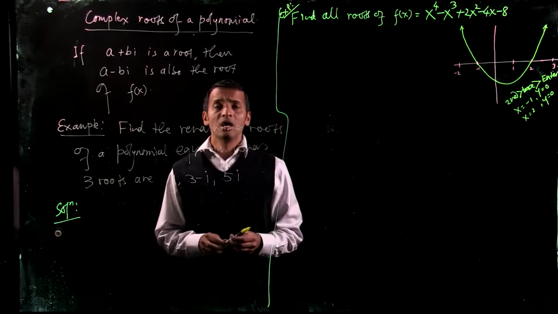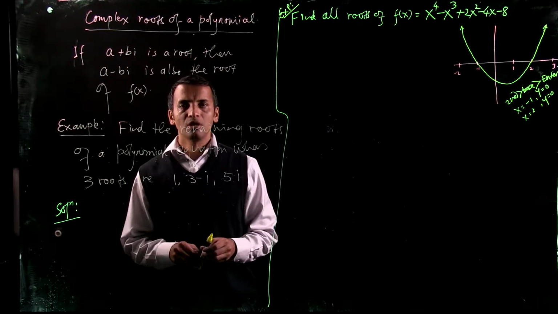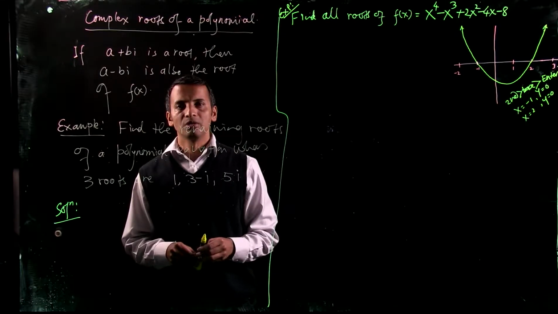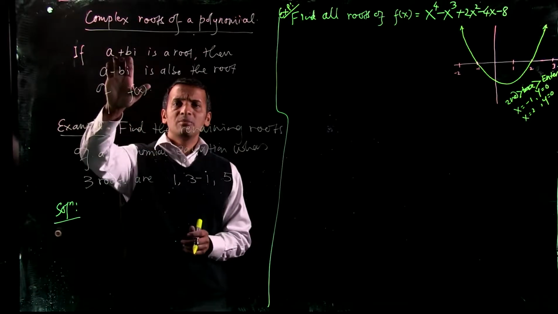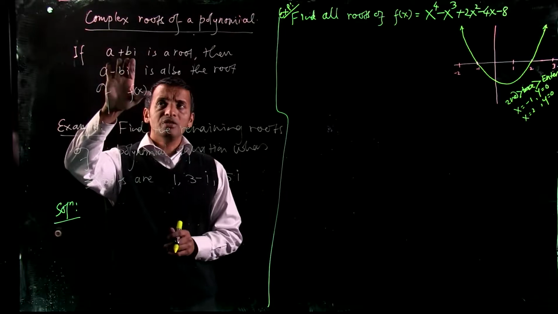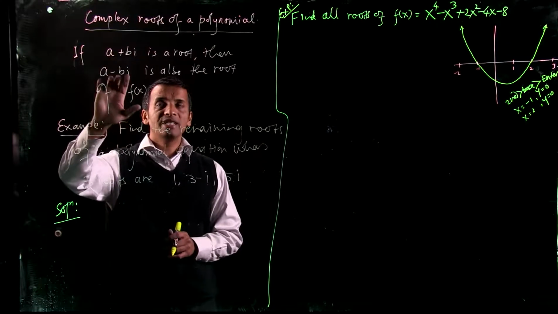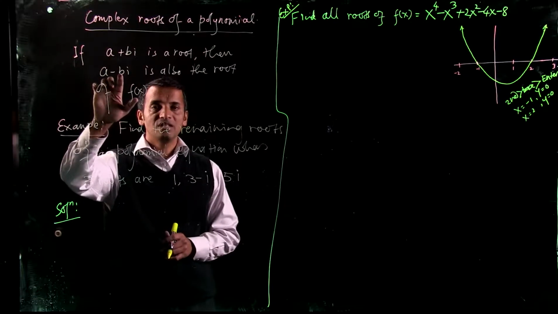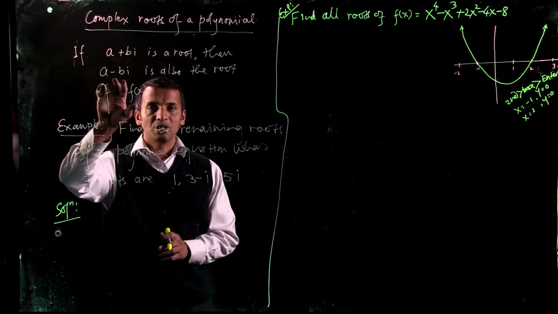In this video, we're going to talk about complex roots of a polynomial, or complex zeros of a polynomial. A complex number is of this type, like a plus bi. If this is a root or zero of a polynomial, then its conjugate, that is, the sign changed of the i term, is also a root of the same polynomial.